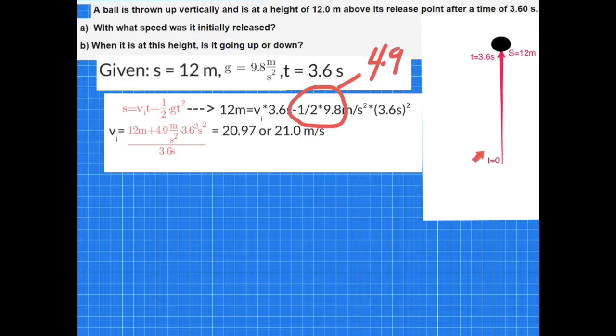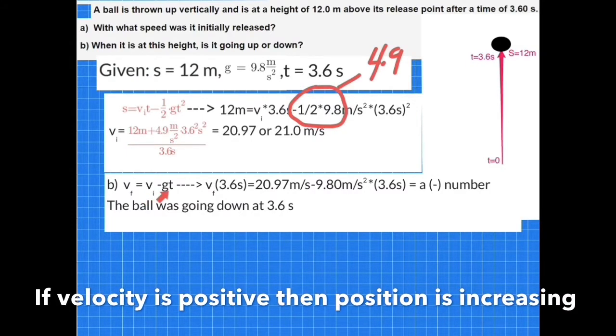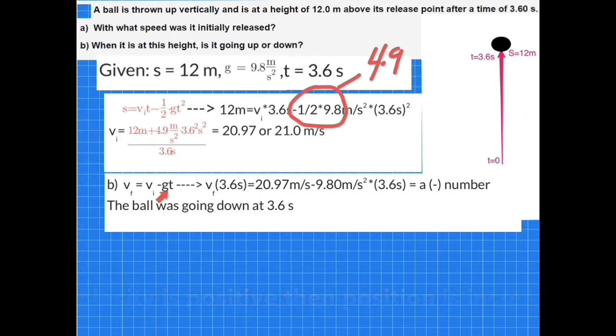the initial velocity that the ball left the hand with. Part B, the ball is at this height at 3.6 seconds. Is the ball moving up or down? To answer the question, we use the equation final velocity is initial velocity minus the acceleration of gravity g times the time. If the velocity is positive at that time, it means the ball was going up. If it's negative, it means the ball was going down.